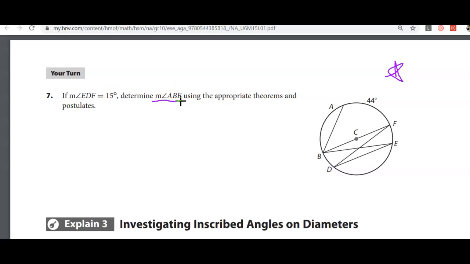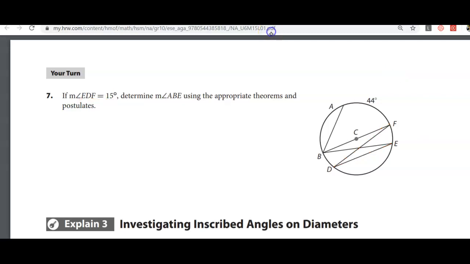Okay, so we know, and I'm going to be changing colors a lot here, we know that EDF is 15. I'll do red for EDF. Let's find EDF on here. Okay, we know that its measurement right there is going to be 15 degrees. This outside guy right here is going to be 15 degrees. Sorry, let me back up there for a second.